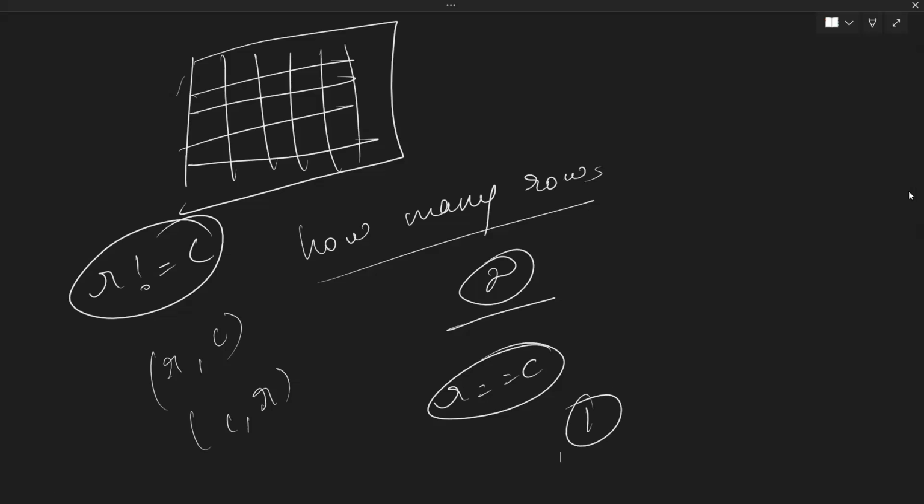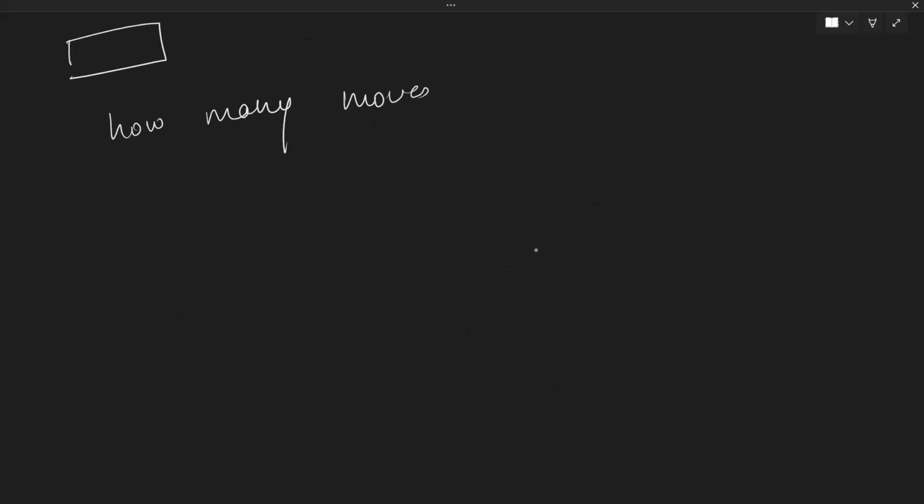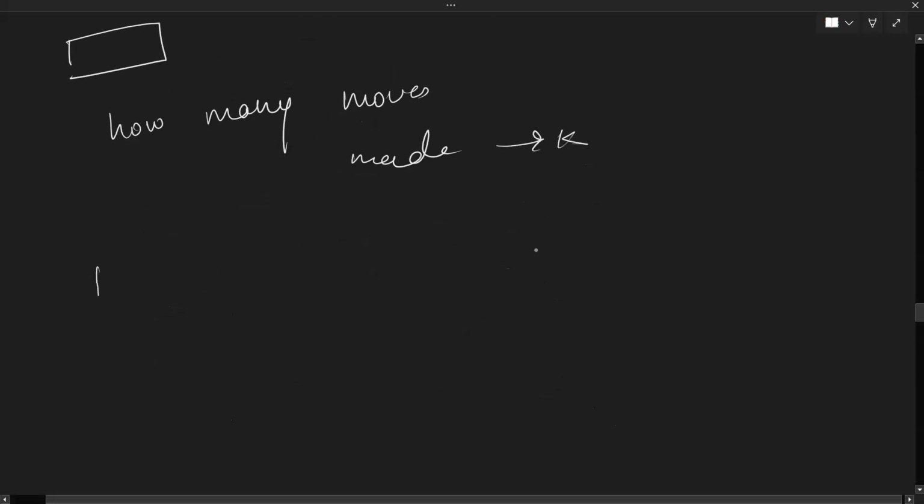So now, what have we got till now? We know that each move discards one row, and let's say initially we are given how many moves we have made. That's equal to k, and we know what R and C were in those cases.